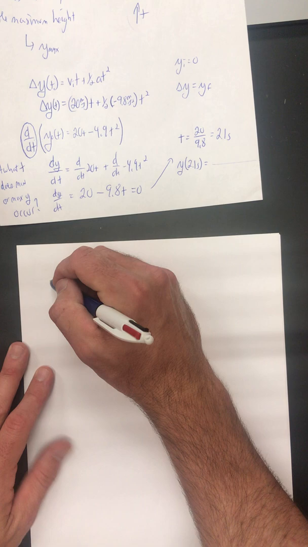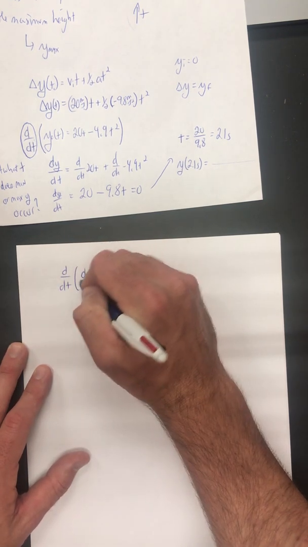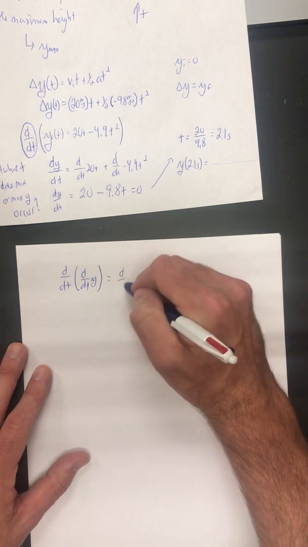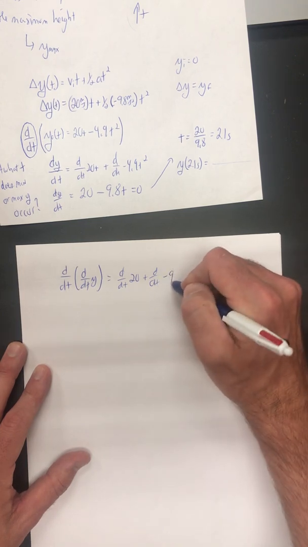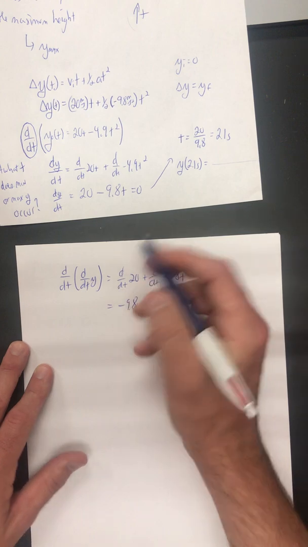Well, what would I do? Well, what I would do is take the second derivative of this now. So I take d/dt of y, and that would give me d/dt of 20 plus d/dt of negative 9.8t, and that just gives me negative 9.8, right?